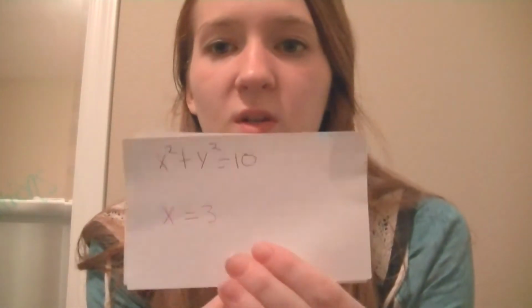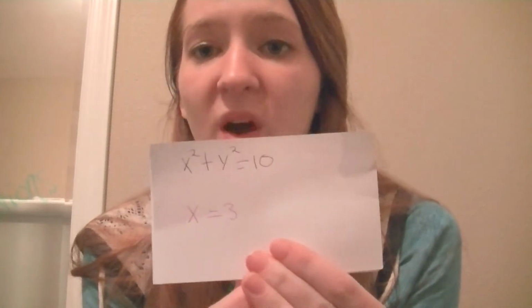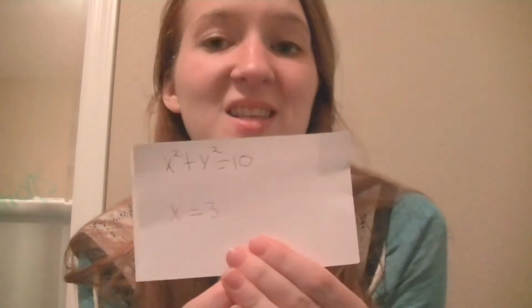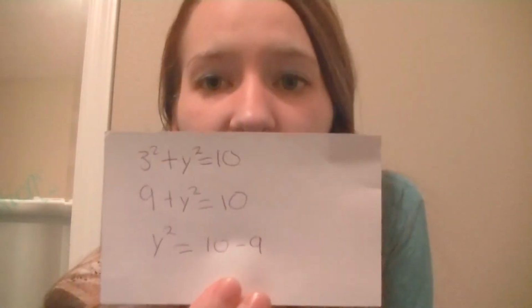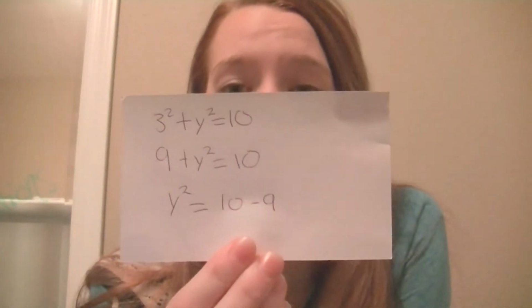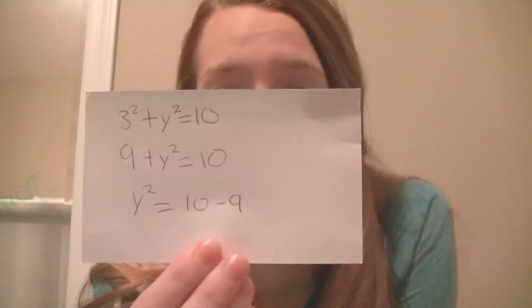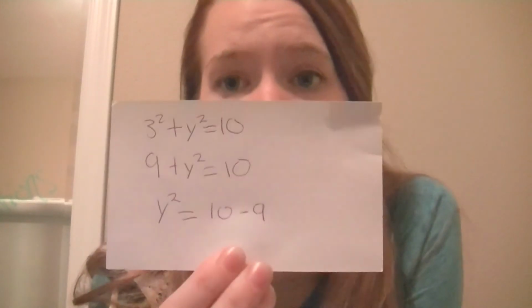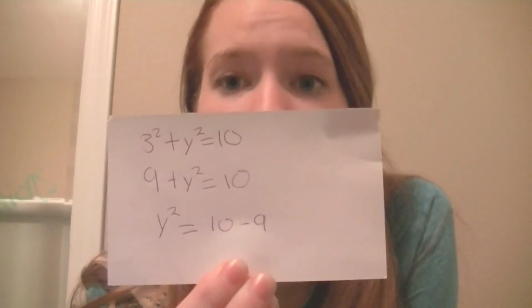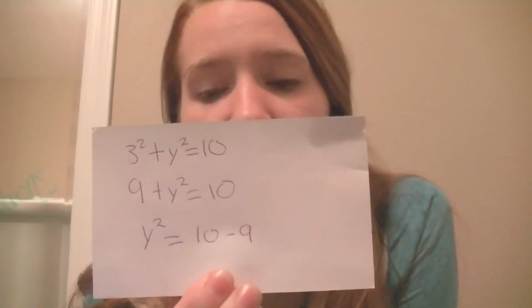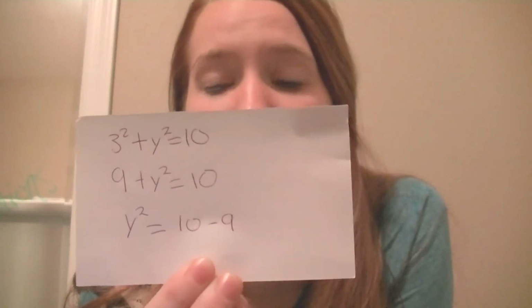So, what's the answer to x squared plus y squared equals 10 if x is 3? Okay. 3 squared plus y squared is equal to 10. 9 plus y squared is equal to 10, as 3 squared is 9. Y squared, subtracting 9 from each side. Y squared is equal to 10 minus 9. Y squared is equal to 1.